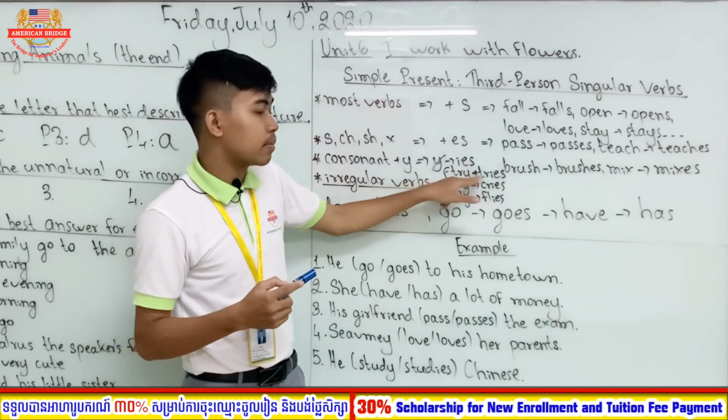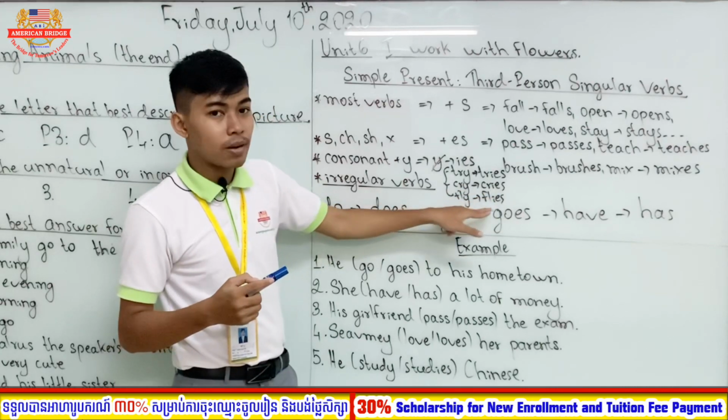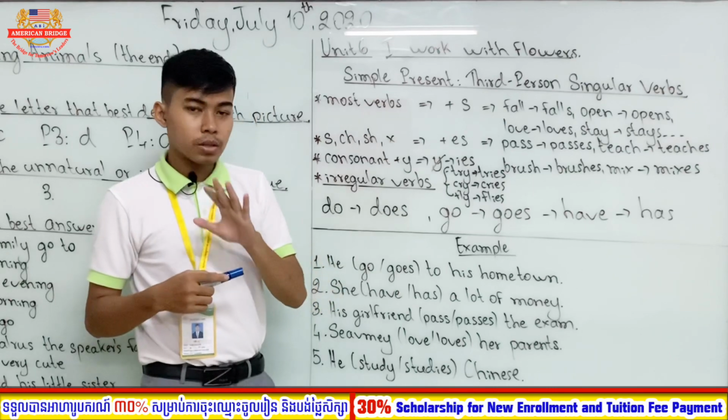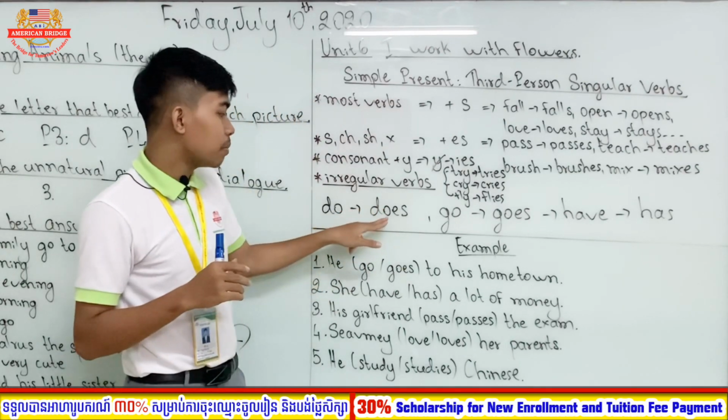So try becomes tries, cry becomes cries, fly becomes flies. Okay, and the last one, irregular verbs. Some verbs you don't need to add anything, but you have to change the whole word. Example, the word do becomes does.